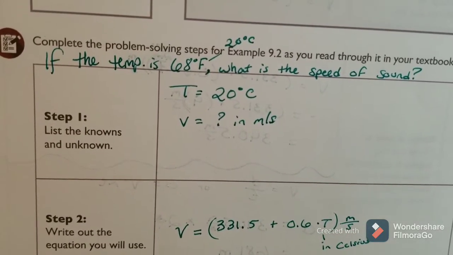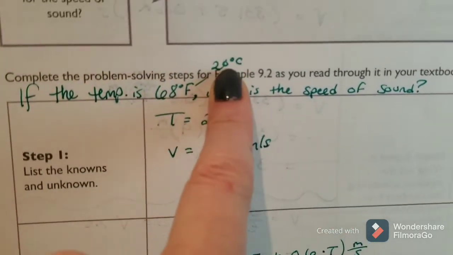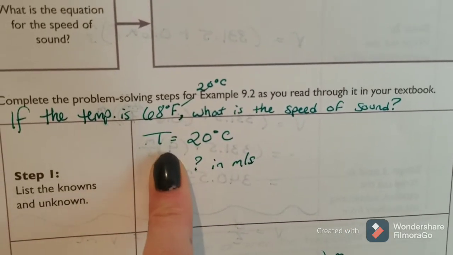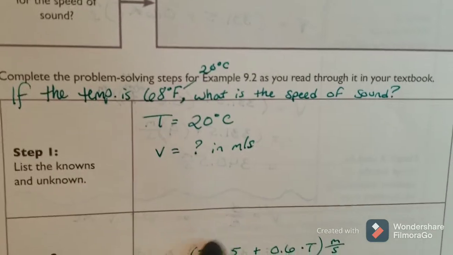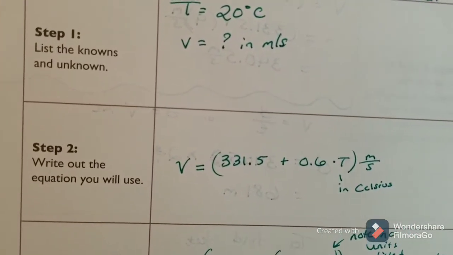Complete this problem solving steps for this one. All right. So if the temperature is 68 degrees Fahrenheit or 20 degrees Celsius, same thing, what is the speed of sound? Well, they want the temp in Celsius. What is the velocity in meters per second? Let's look at our equation.